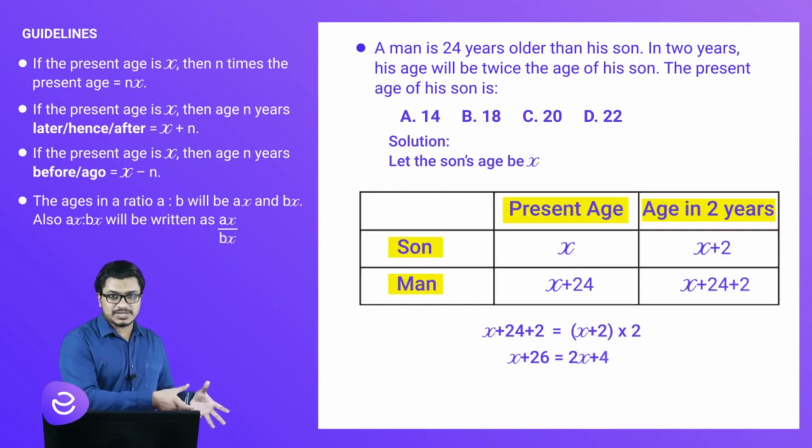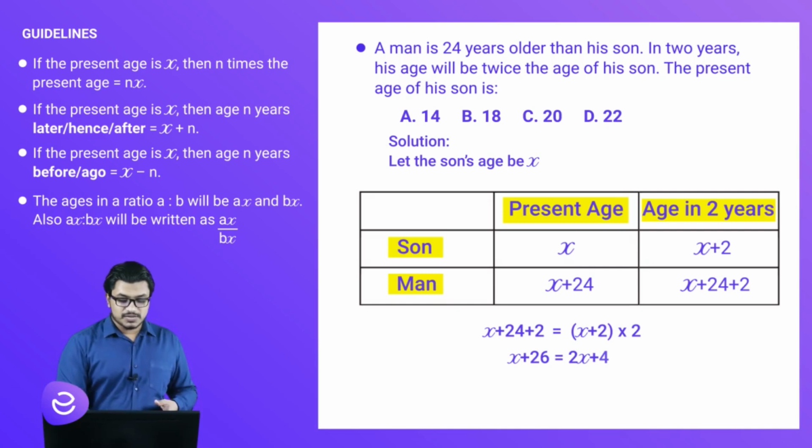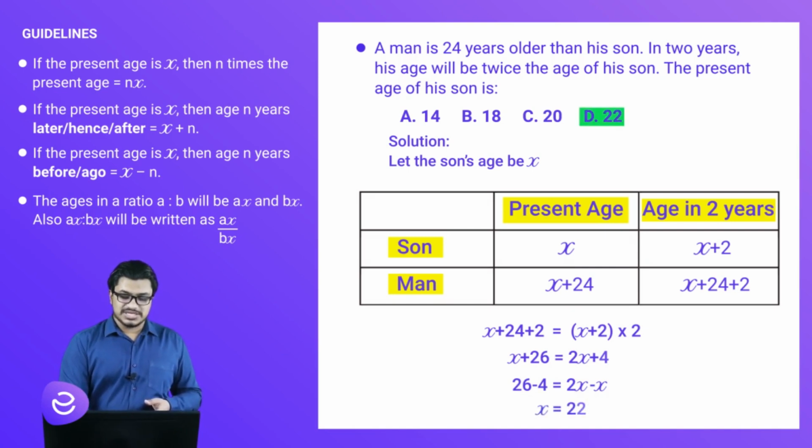We'll take variables on one side and constants on the other side. So we have 26 minus 4 is equal to 2x minus x. Then we have x is equal to 22.